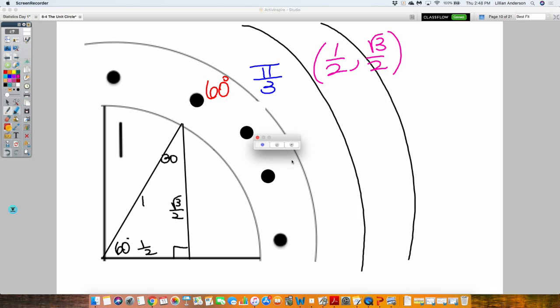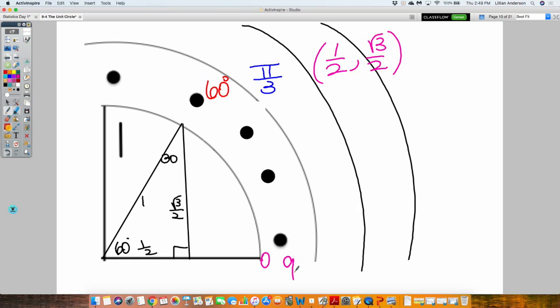Well, 0. That's not in a quadrant. That's technically called a quadrantal angle. 0 is called a quadrantal angle. 90 will be one, and 180, 270, and 360 will all be quadrantal angles. Those are going to be a variation of how 0 was. Their ordered pairs are going to be like how 0 was.